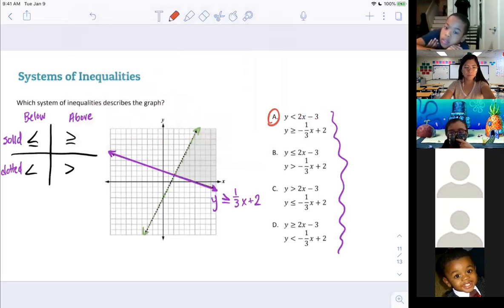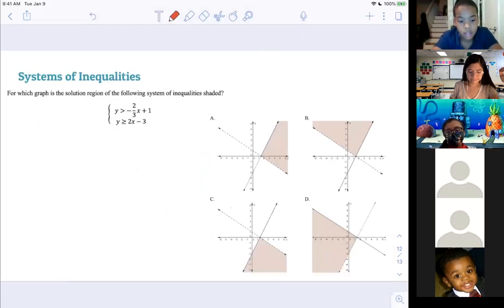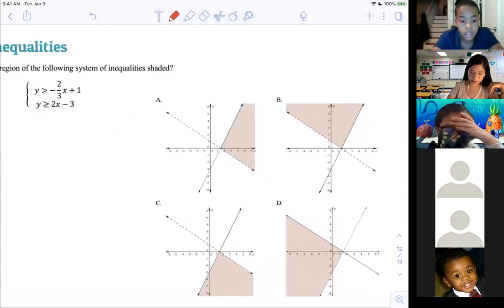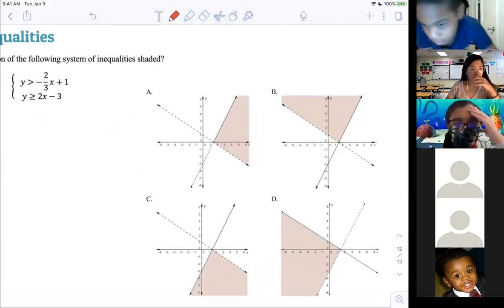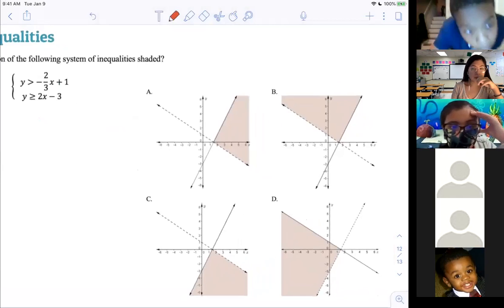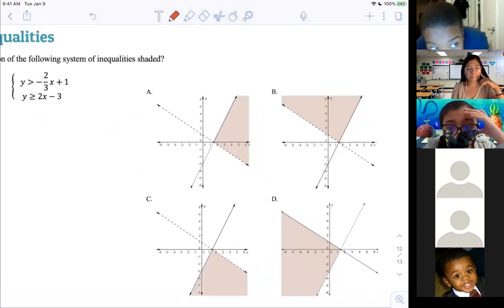Okay. All right, one last question and then we're done. So now it's the opposite. Instead of finding the right equation, now I have to find the right graph. So I'm going to zoom in for you guys because I know it's a little bit small. Take a moment. Look through all the answer choices and then send me your answer in the chat when you have one.